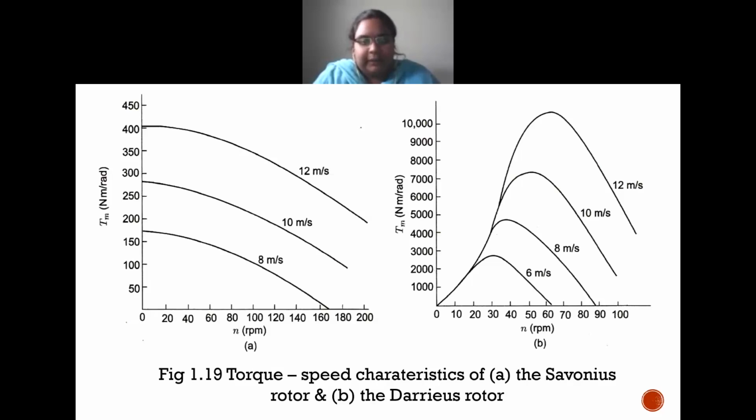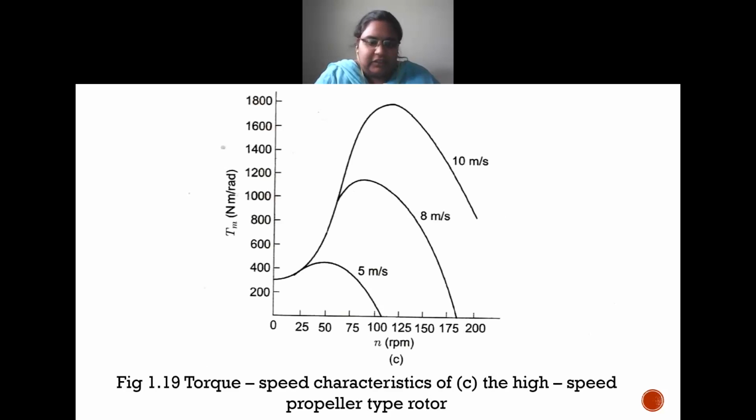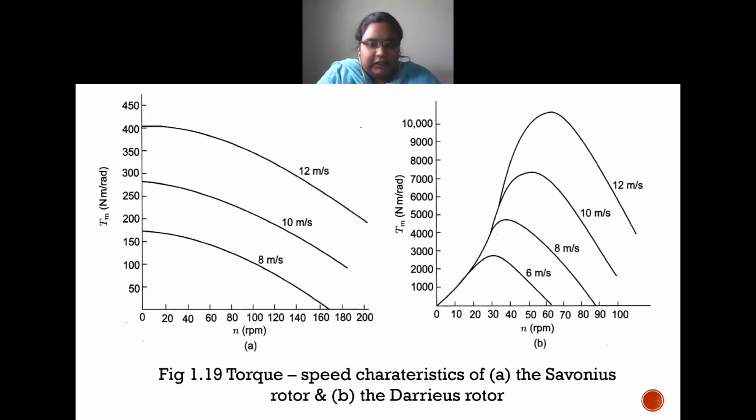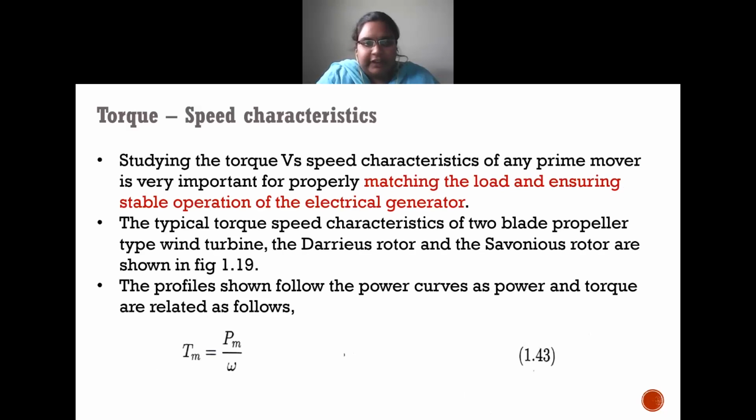Now while coming to the Darrieus rotor, it will have a peak value and then decrease. But overall, torque speed characteristics are better for the Darrieus rotor than the Savonius rotor. Here he is also giving us the torque speed characteristics of the high speed propeller type rotor. Basically, the high speed propeller type rotor and the Darrieus rotor are the rotors which we use for electricity generation. So these are the different types of characteristics he is showing.